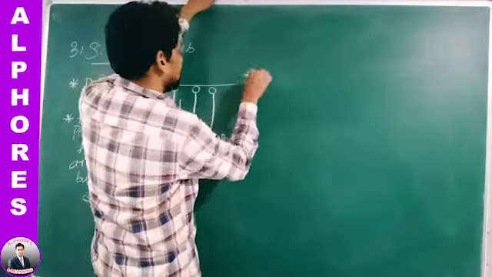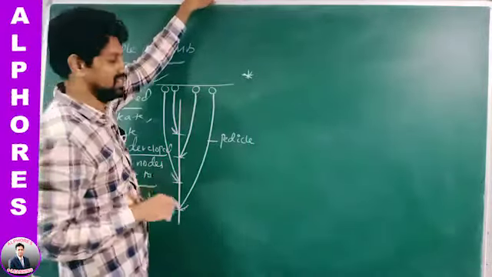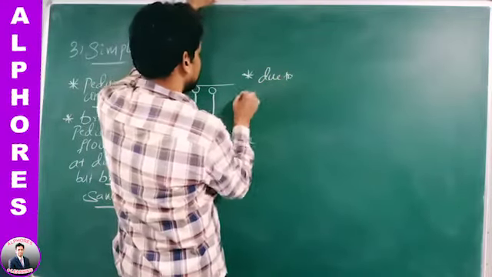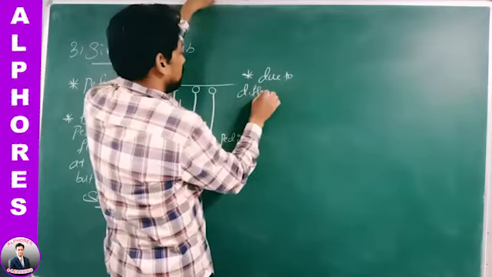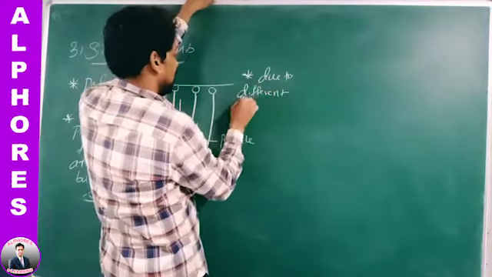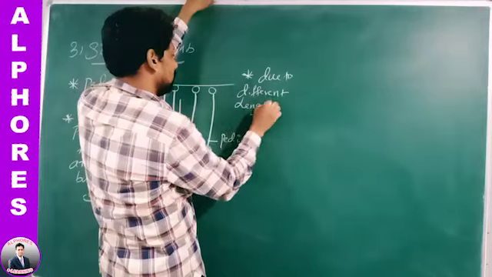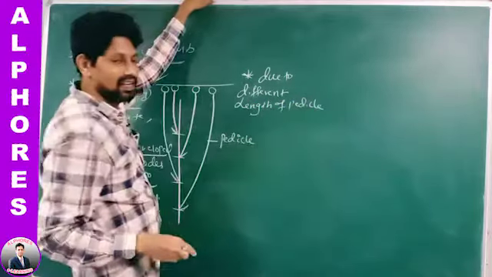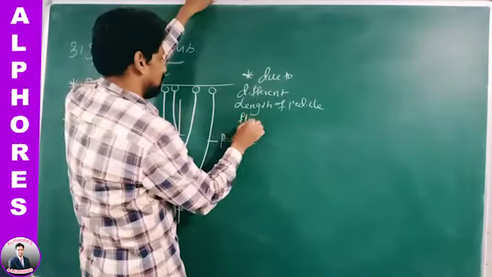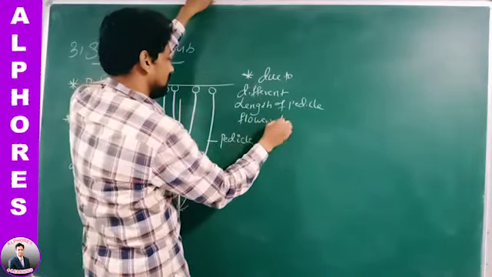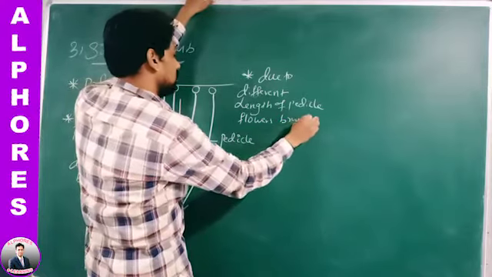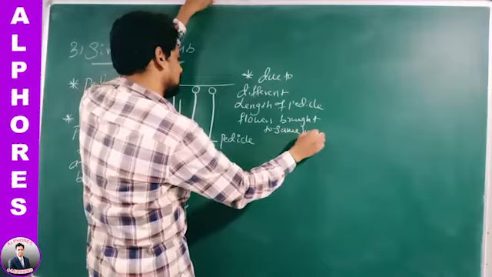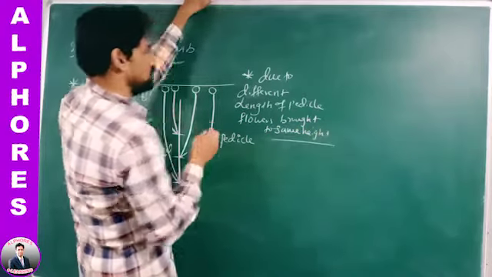Due to the presence of a different length of pedicels. Different length of what? Pedicel. Due to different length of pedicel, flowers are brought to same height.